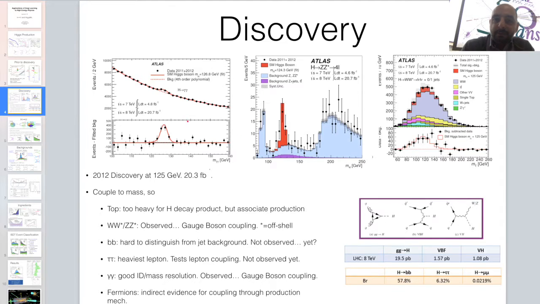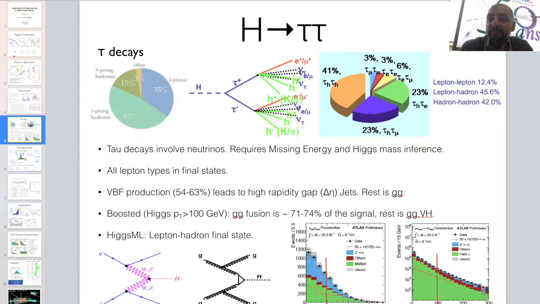All right, so let's talk about the Higgs to tau. As I said, the Higgs to tau final state is interesting because if you see this, it tests the coupling of the Higgs to the leptons, and since the tau is the heaviest lepton, it has the highest branching cross section. But the problem is the tau itself is not a stable particle, and it decays to other particles, as I described in class.